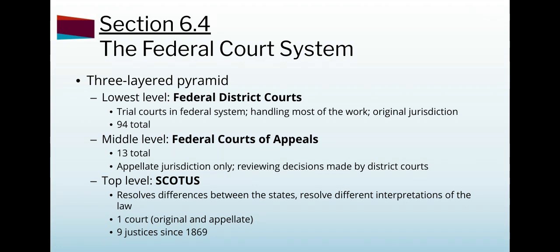And then the very top is the Supreme Court of the United States. We just put SCOTUS for short. They will resolve differences between states. They will resolve differences of decisions. They can take court cases on appeal. They can take original cases. They can take whatever they want. They get to choose which cases they want to take. There's one court, that's it. 9 justices, and we've had the 9 since 1869. We've had that number set for a while.